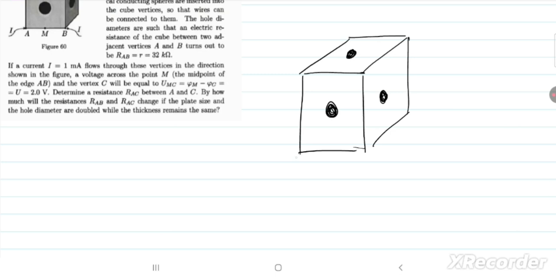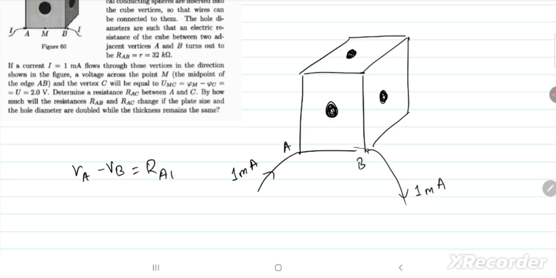Now observe that a current I equals 1 milliampere flows through AB. Then can you tell me what will be the voltage across A and B, that is VA minus VB? It will be simply RAB into I, which will come out to be 32 kilo ohms into 1 milliampere, which will be 32 volts. Now observe that if B is kept at 0 volts, then A will be at 32 volts.